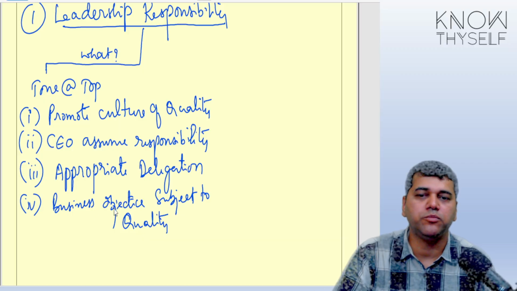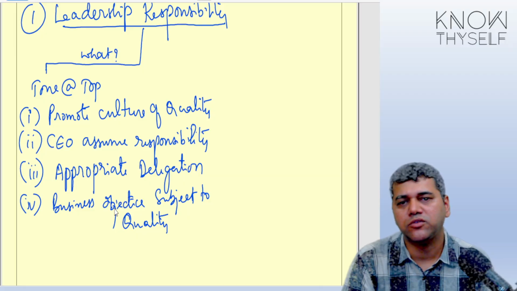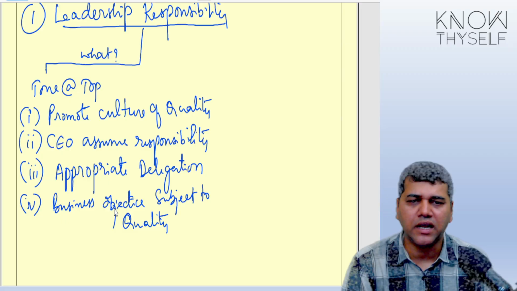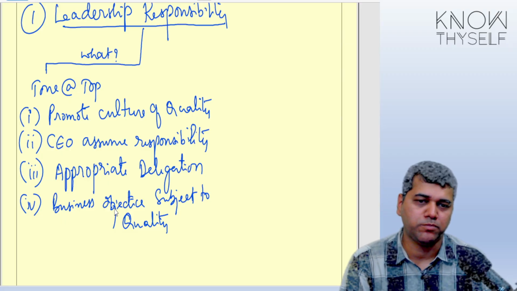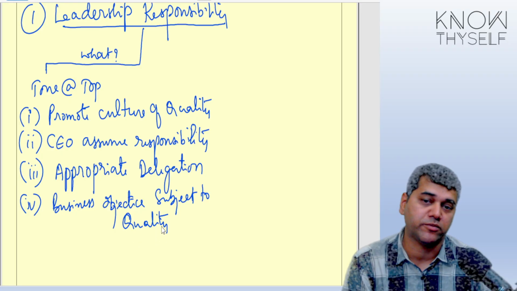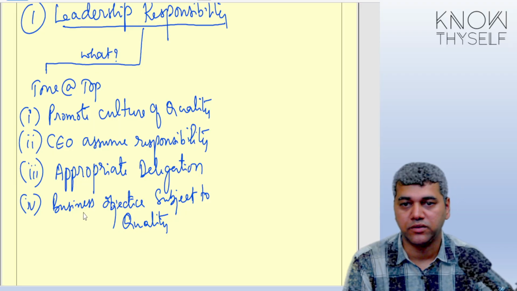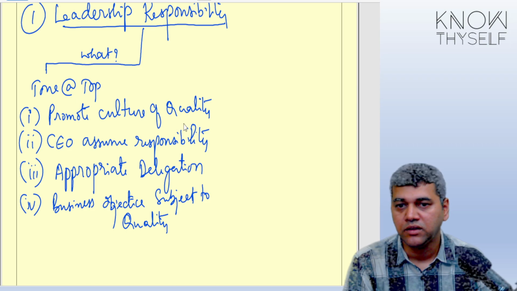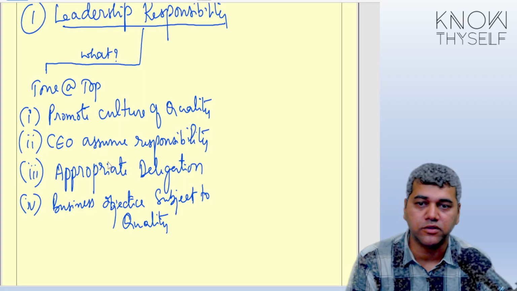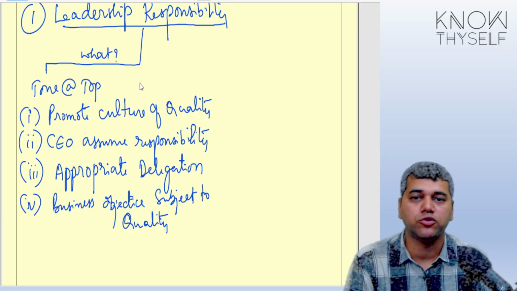What do you mean by business objective? Any businessman's objective is expansion. But whenever you are trying to expand, it should be subject to quality. If you can deliver the quality, then only you expand. So this is all about your leadership responsibility. There are 4 elements: promoting the culture of quality, somebody takes the responsibility for whatever happens in the organization, appropriate delegation should happen, and business objective should be there.